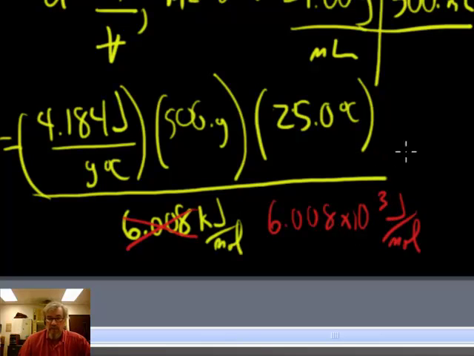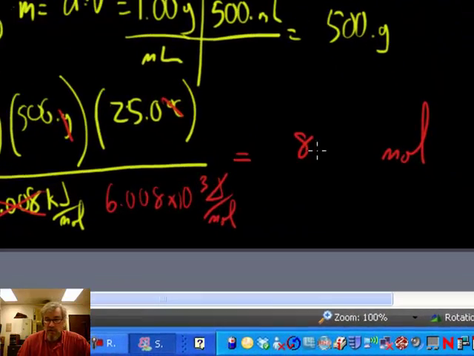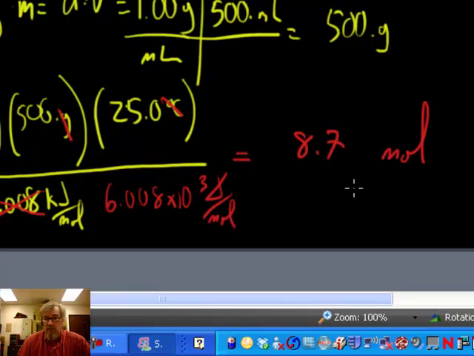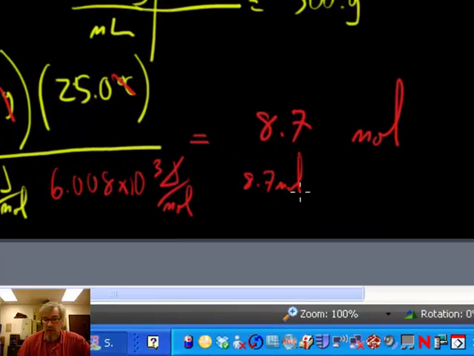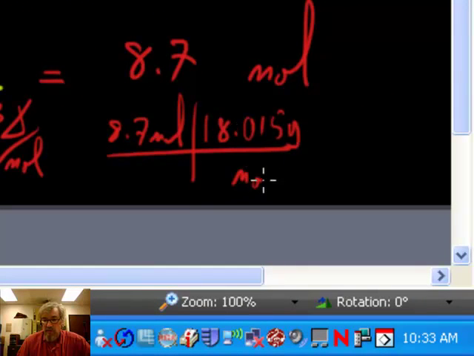Now, if I look at what's happening to my units, joules will cancel, degrees C will cancel, grams will cancel, and the only unit I have left is moles. Doing my calculation to two significant figures, I find that I have 8.7 moles. The last step is to turn this into grams. So I'll take my 8.7 moles and multiply by the molar mass of water, which is 18.015 grams for every mole. And I'm using water because that's what ice really is. And it'll give me grams. To two significant figures, it's 160 grams of water.